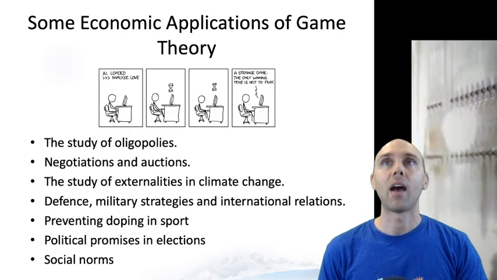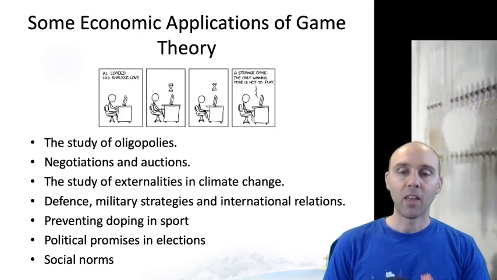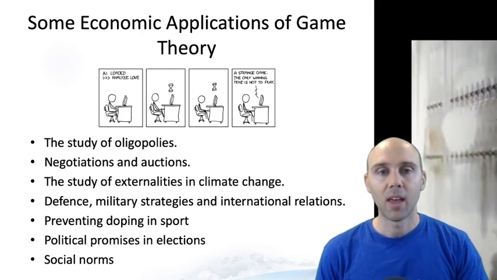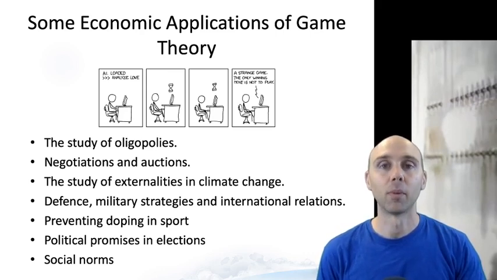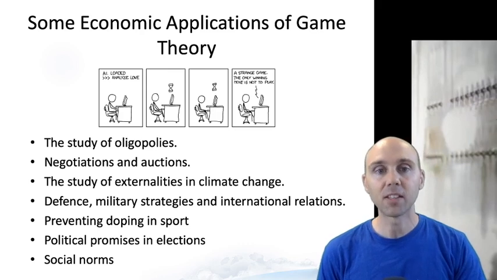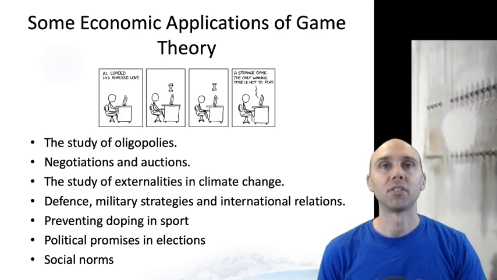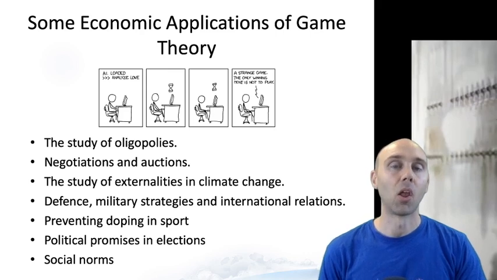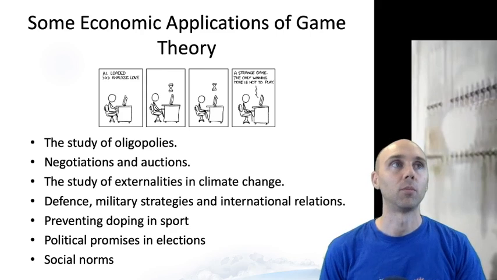But within our applications, we can think about not just oligopolies, but also auctions and negotiations. Things like how to deal with the externalities in climate change, particularly at the intergovernment sort of level. Defense, military strategies, and anything to do with international relations. Also, a lot of different sporting applications, such as how to prevent doping and steroid abuse. A lot of stuff within political science and social norms within communities.